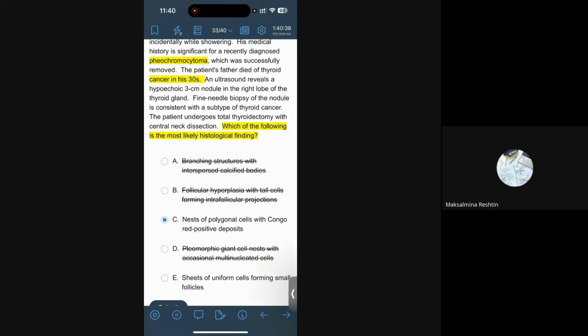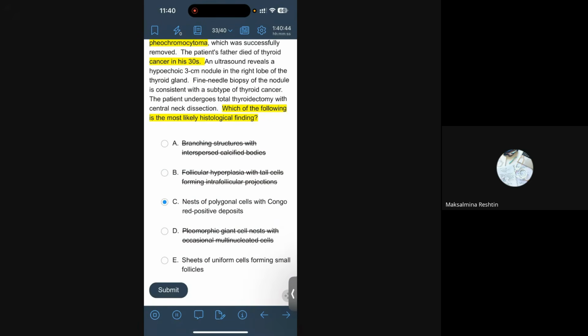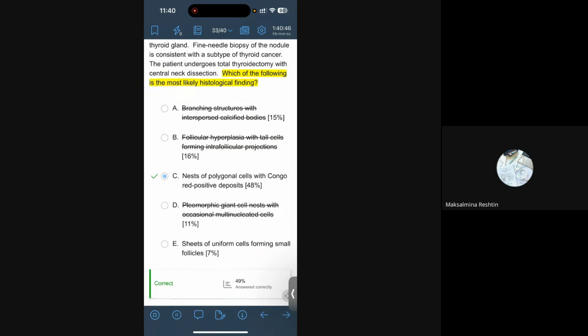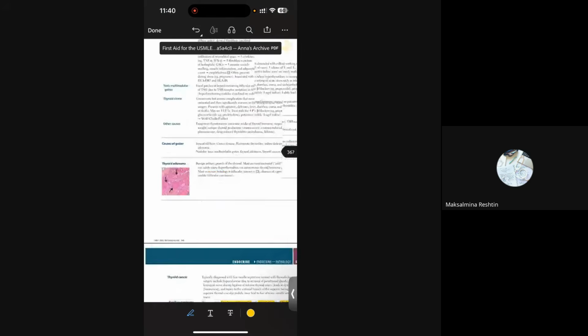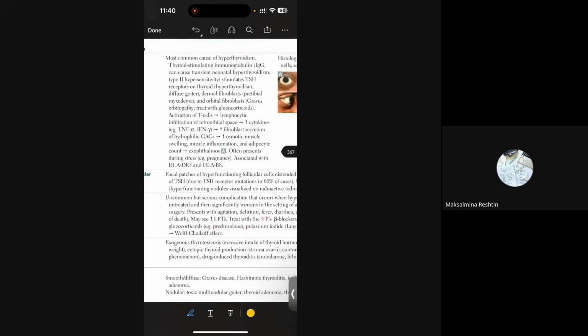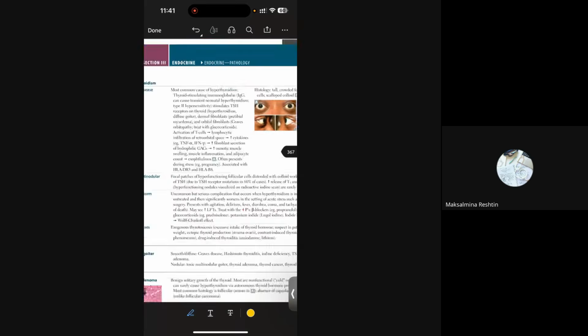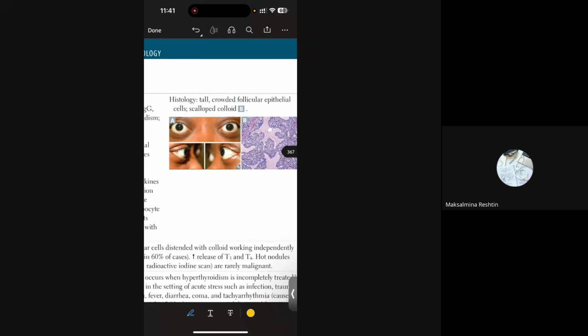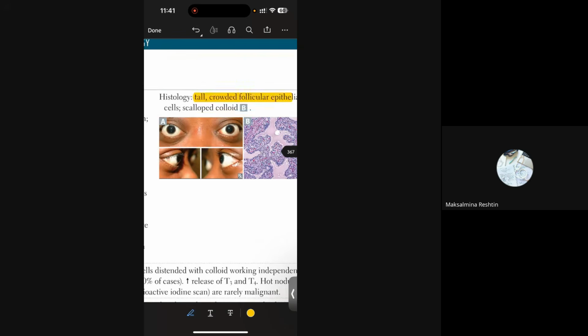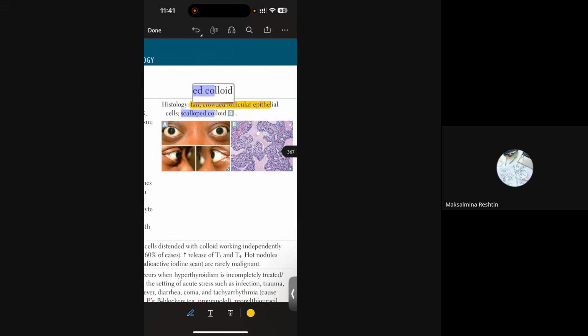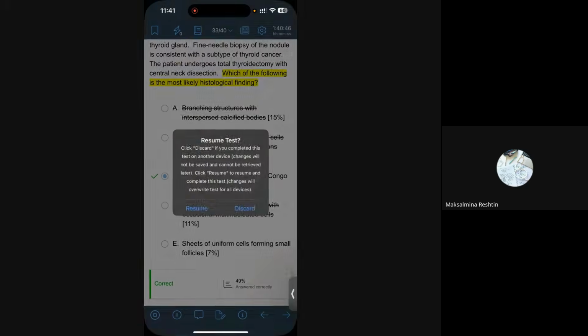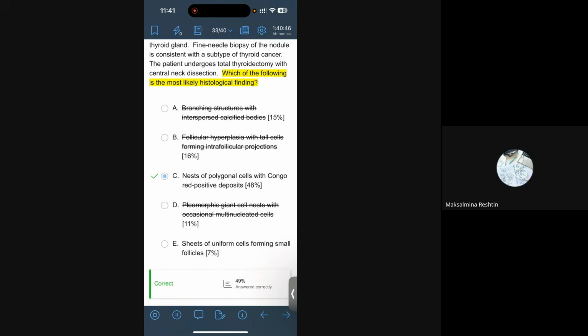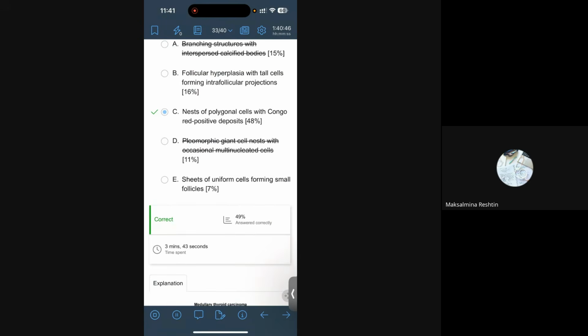Now see the option. Polygonal cells, right? And with Congo red positive deposits. So what would be the right answer? C. And for Graves' disease, that option is tall, crowded follicular epithelium, scalloped colloid, follicular hyperplasia with tall cells forming intrafollicular projections. Okay, let's move on to the next one.